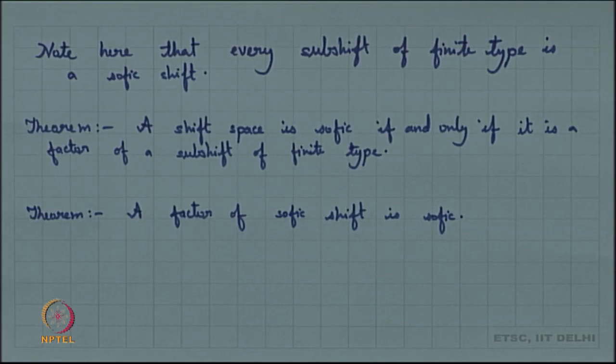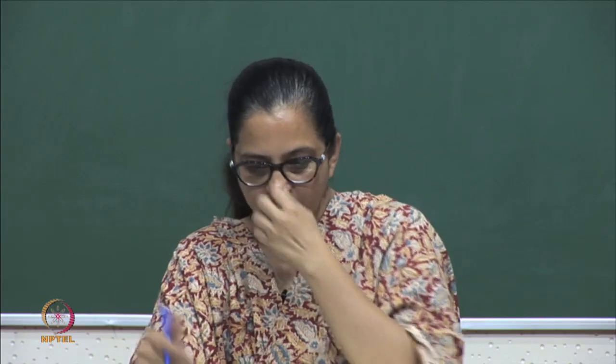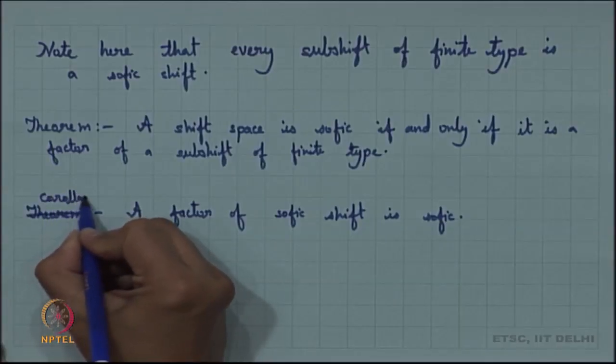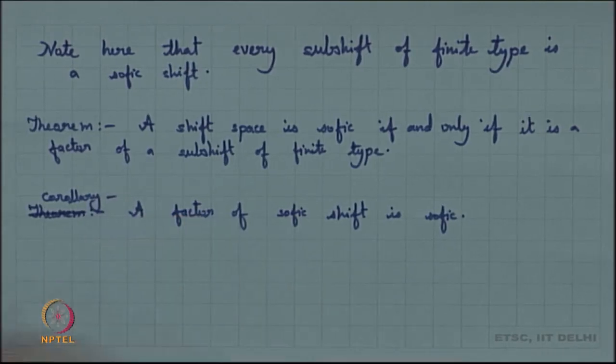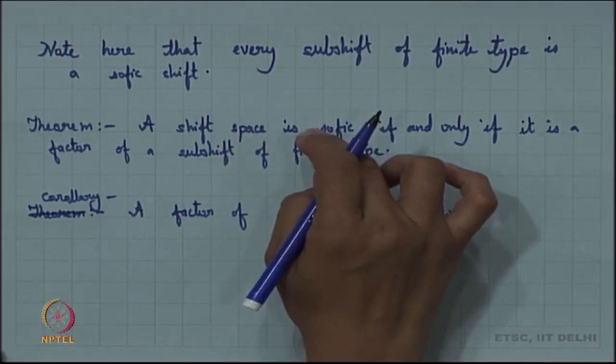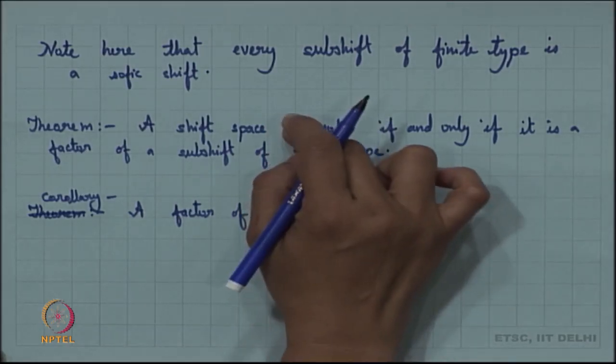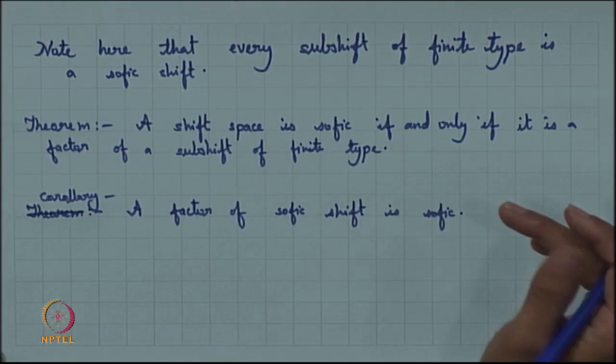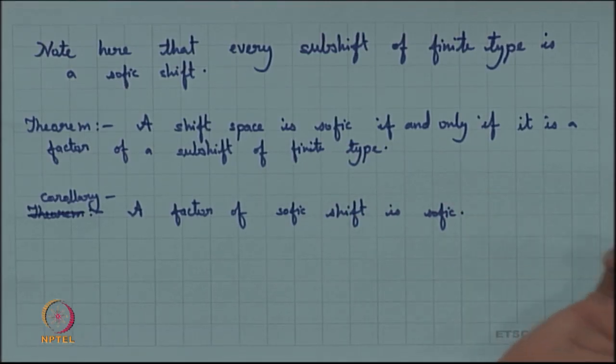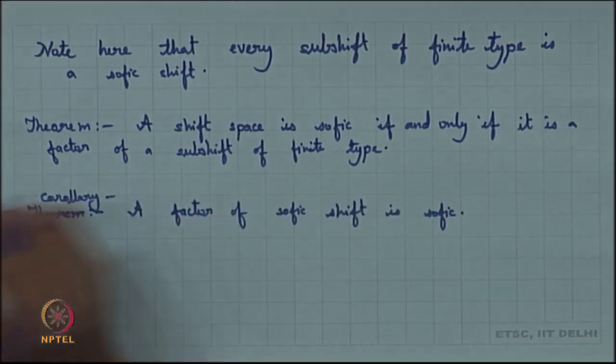A factor of a sofic shift is sofic. Do you all agree with that? Why should that be true? Just take the previous theorem. Actually, I should not write this as a theorem, I should write this as a corollary, because you start with that. If something is sofic, it is a factor of a subshift of finite type. So, if you take its factor, then again that will be a factor of a subshift of finite type, and hence it will be sofic. So, a factor of a sofic shift is always sofic.